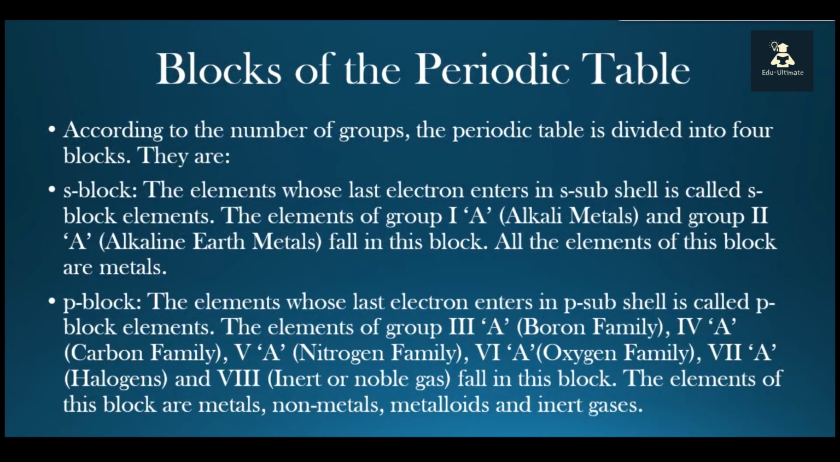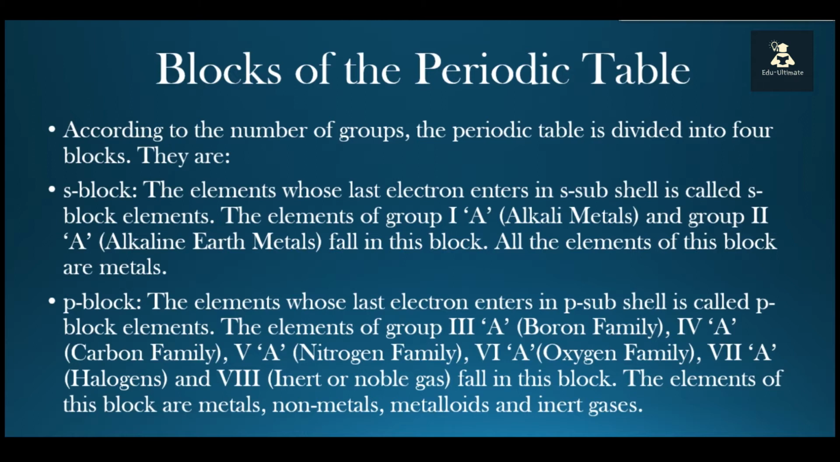Blocks of the modern periodic table. According to the number of groups, the periodic table is divided into 4 blocks. They are: S block. The elements whose last electron enters the S subshell are called S block elements. The elements of group 1A, alkali metals, and group 2A, alkaline earth metals, fall in this block. All the elements of this block are metals.